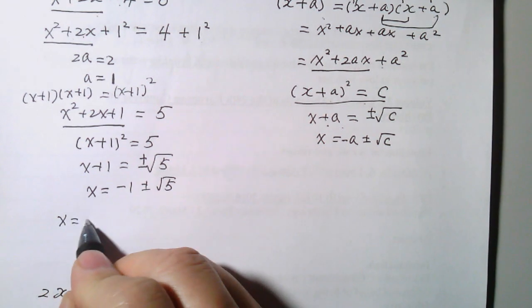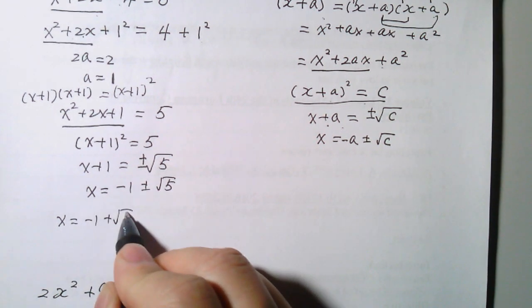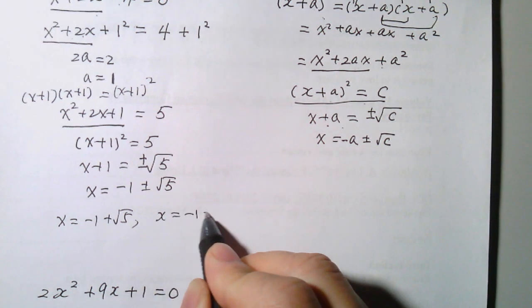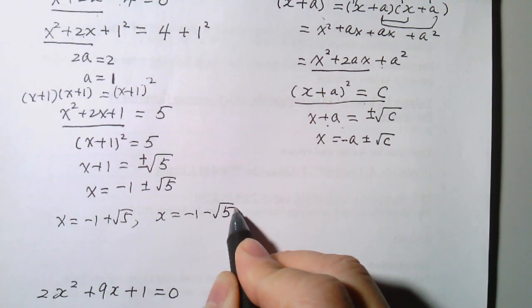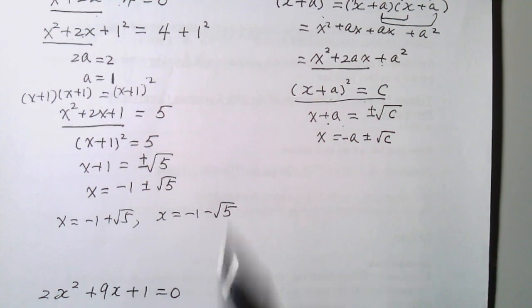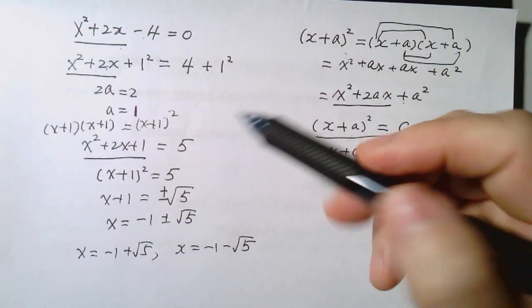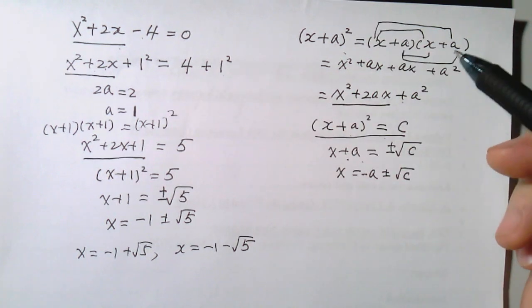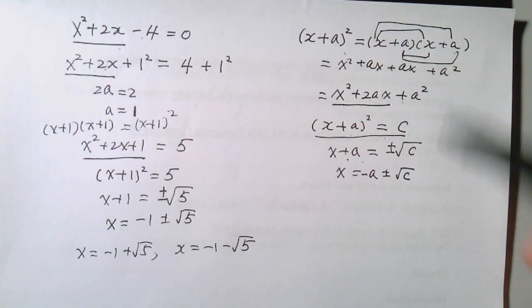One is x equals negative 1 plus square root of 5. One is x equals negative 1 minus square root of 5. Okay, so that's how we use completing the square to solve a quadratic equation. Okay, so let's summarize this one more time.